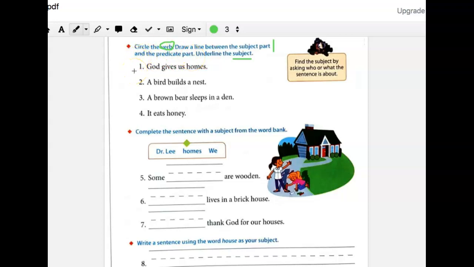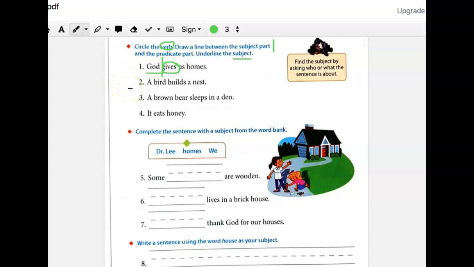Number 1, God gives us homes. What is the verb in this sentence? The verb is gives, and this is an action verb. That means we need to split between the word God and the verb gives because God is the subject part and the predicate part is gives us homes. Then what is the subject in this subject part? Well, we only have one word, God. So God is the subject.